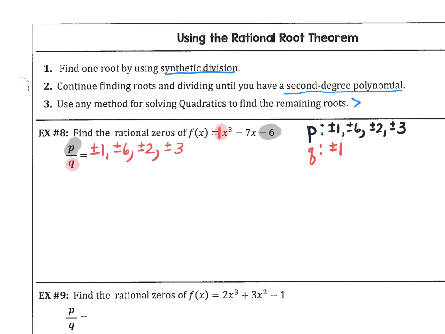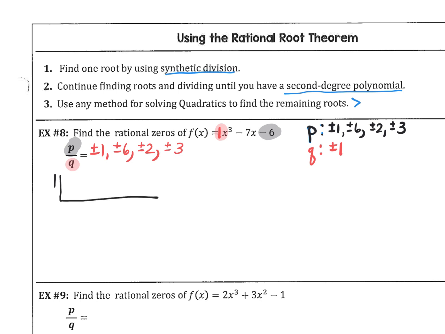Okay. Now, we have to test these until we get it down to a quadratic, which means this is a cubic. So really all we're looking for is one that works, aren't we? We're looking for one single one that works. So we're just going to start at the beginning of the list. Let's start with +1.